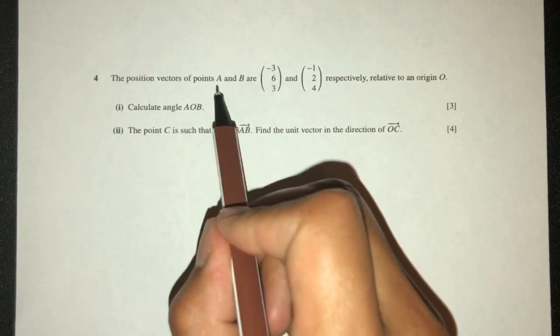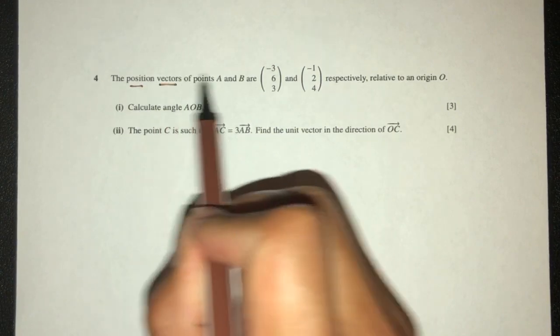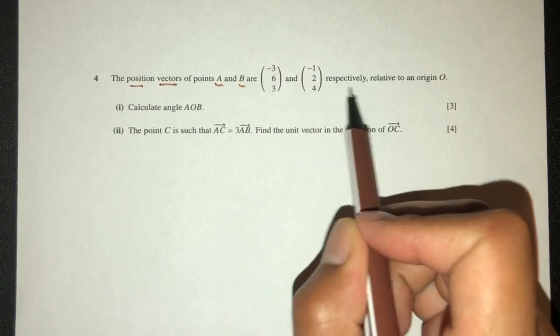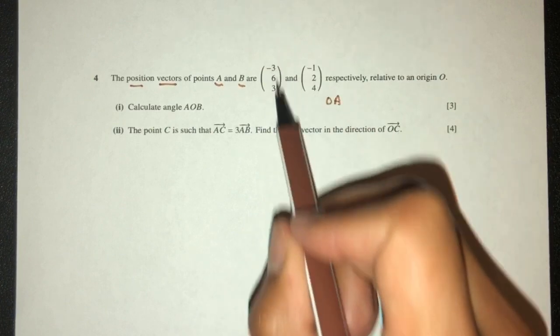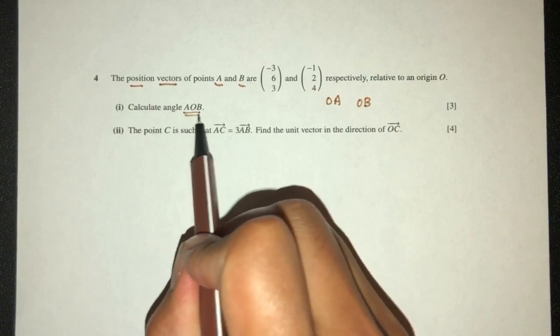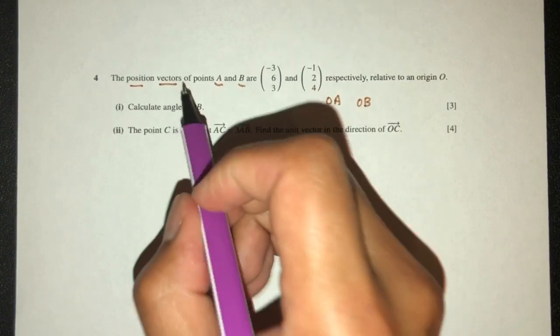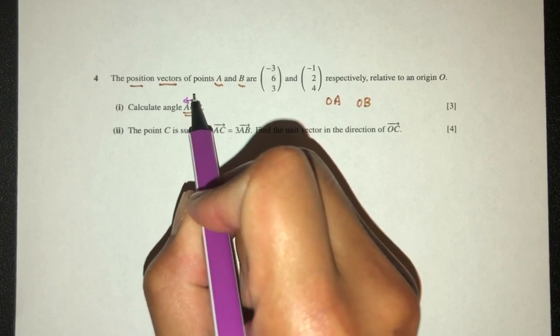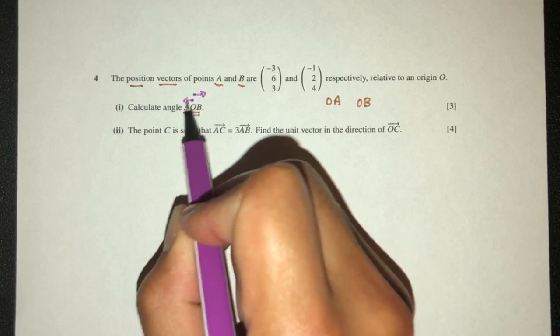The position vectors of A and B are as follows, which means OA is given by this and OB is given by this. Now, part 1, find the angle AOB. So pretty easy. From O, we look outside. So here we have OA and OB.